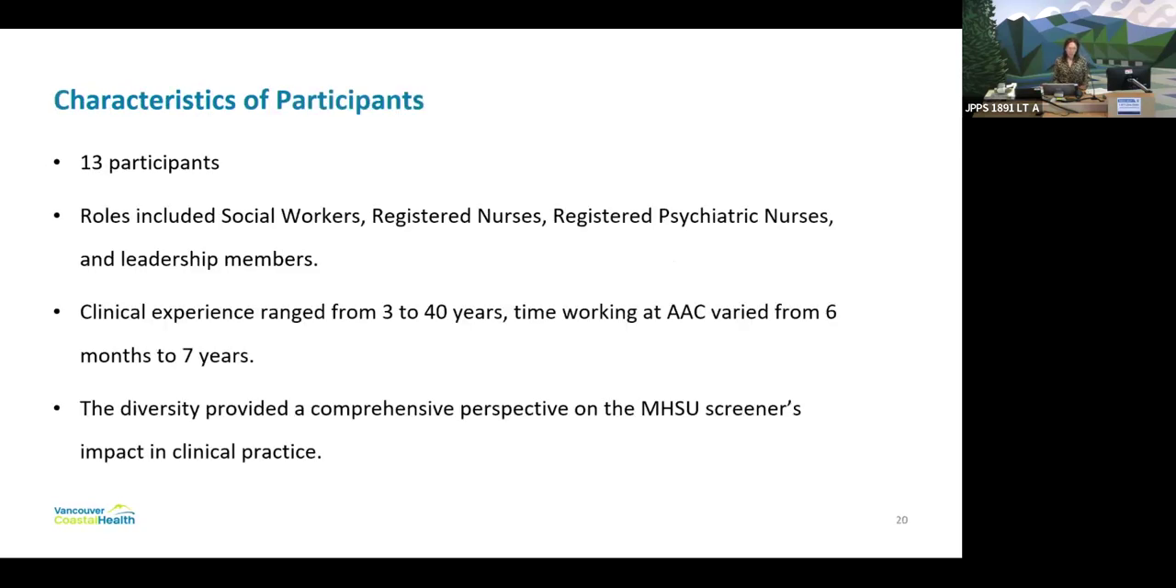The characteristics of the participants: we had 13, and their roles included social workers, registered nurses, registered psychiatric nurses, and leadership members. The clinical experience ranged from 3 to 40 years, but the time actually worked at the Access and Assessment Center varied from 6 months to 7 years. The diversity of the participants provided a comprehensive perspective on this MHSU screener's impact in clinical practice.